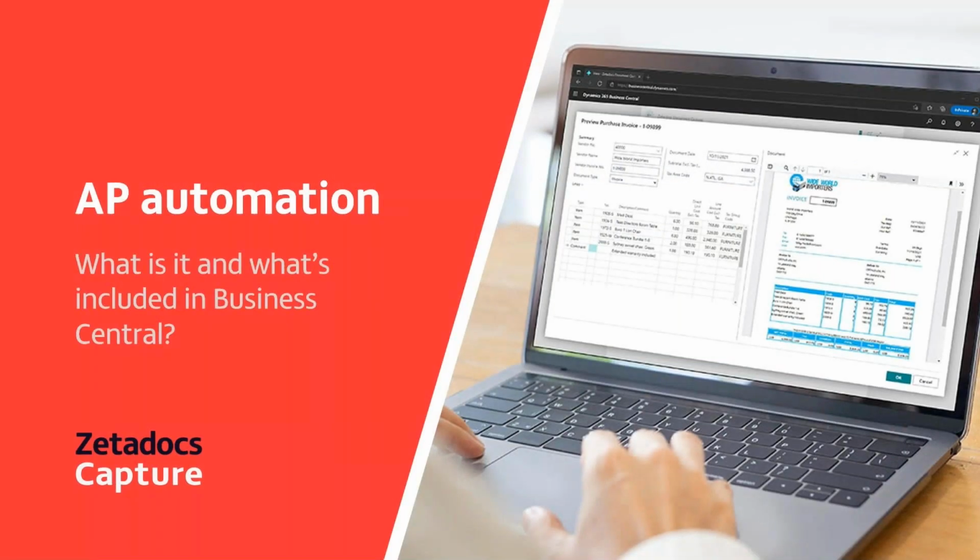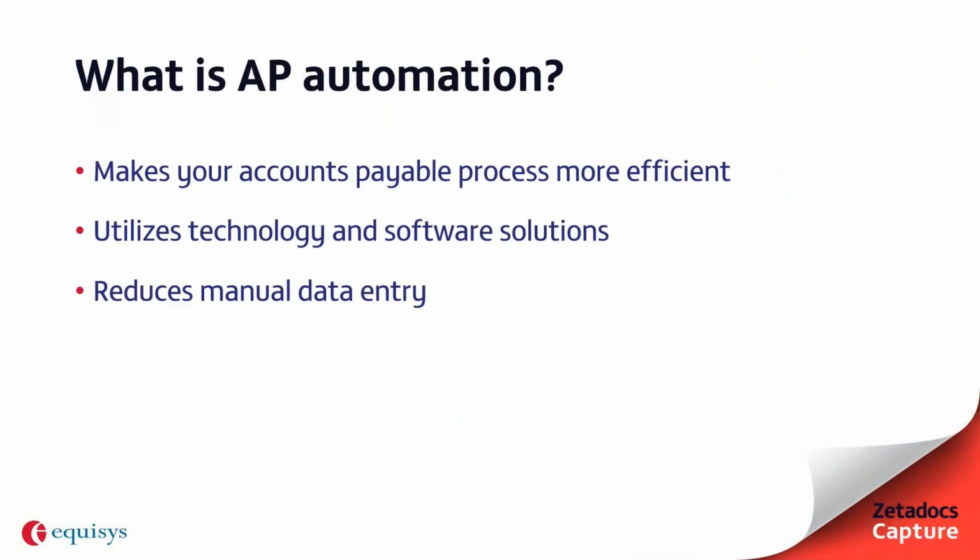So what is AP automation and what does Business Central offer out of the box in this area? AP automation, or accounts payable automation, refers to using technology to streamline the process of managing and paying supplier invoices. AP automation aims to improve efficiency, reduce errors, enhance compliance, and save time and resources in the AP process. It can lead to better financial management and help organizations maintain strong supplier relationships by ensuring timely and accurate payments.